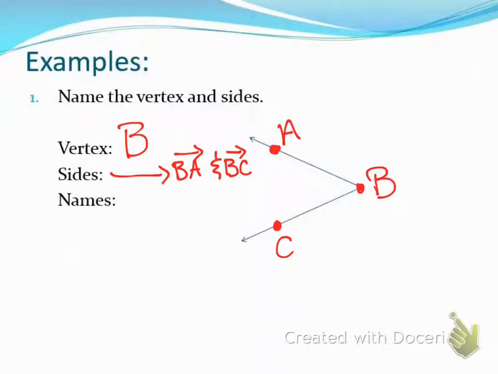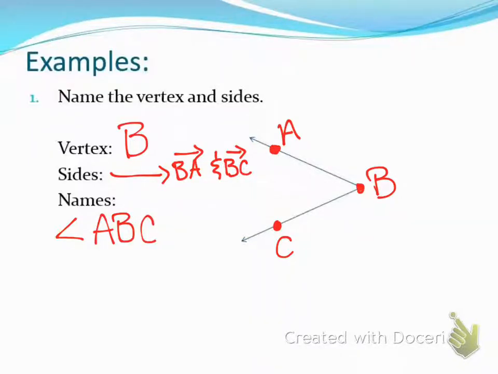Okay, so we have named the vertex of this angle point B, the sides of the angle ray BA and ray BC. Finally, we need the names for the angle, which in this case we have 3 different names we could give it. Can anybody give me one of the names? Someone I haven't heard from yet today. What was that? Angle ABC. Wonderful. Angle ABC.